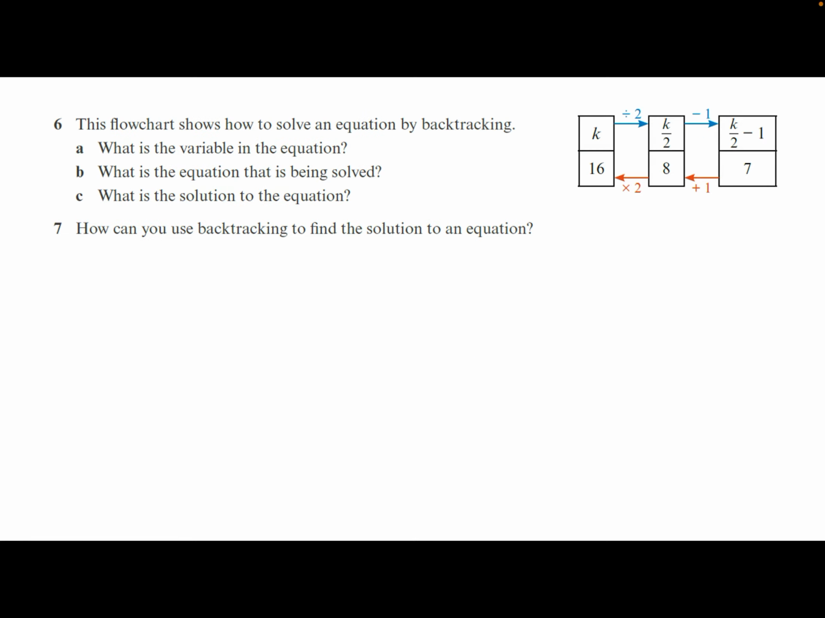Alrighty. This flowchart shows how to solve an equation by backtracking. So let's have a look at the first one. What is the variable in the equation? So we're looking at this. What is the variable? Variable meaning what's the letter? Should be K. What is the equation that is being solved? It should be this bit: K over 2 minus 1 equals 7. That's your equation.